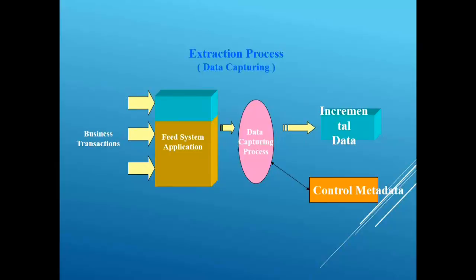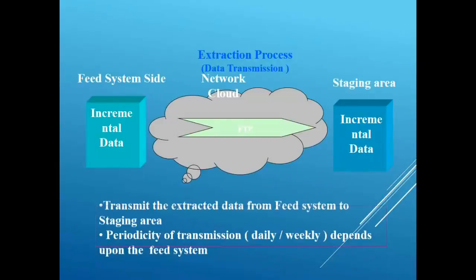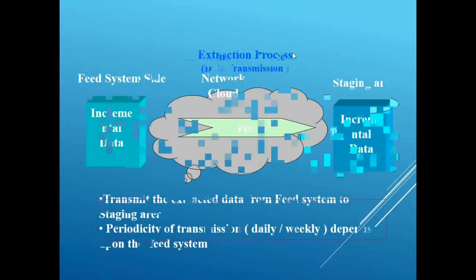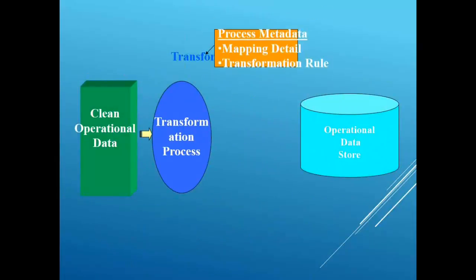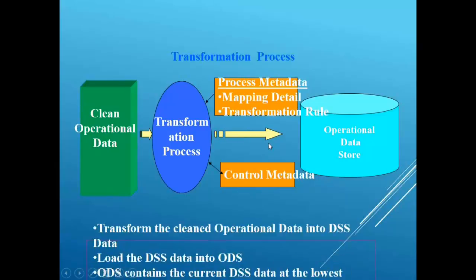An incremental extract is nothing but capturing only the changed data. This is the feed system application where all the business transactions are stored, and we are always reading the incremental data and loading it into the staging area. Then you have the transformation, which is done when loading the data from the staging area to the operational data store. We apply different transformation rules, cleanse the data, and load it.